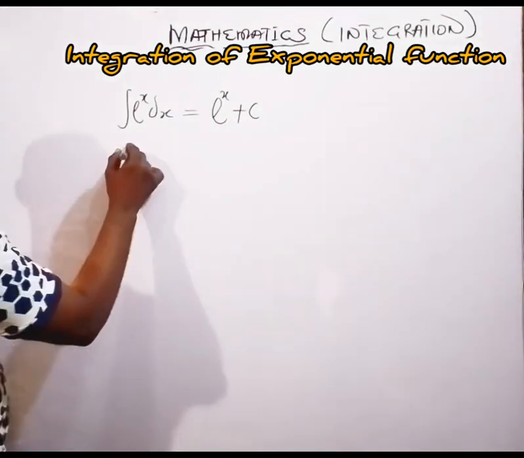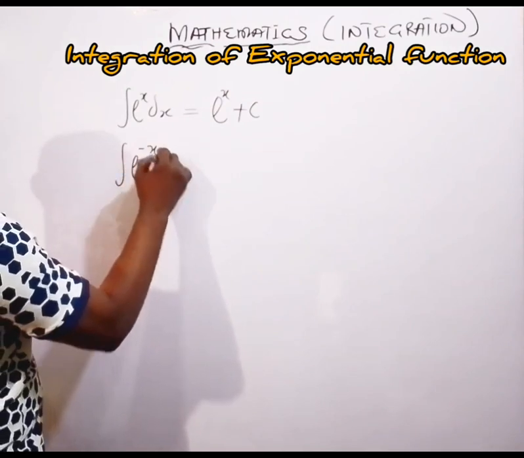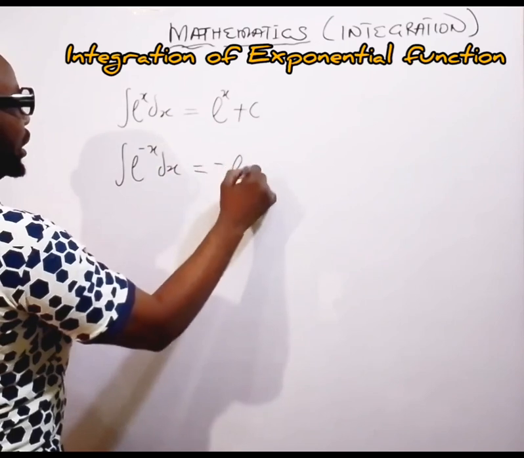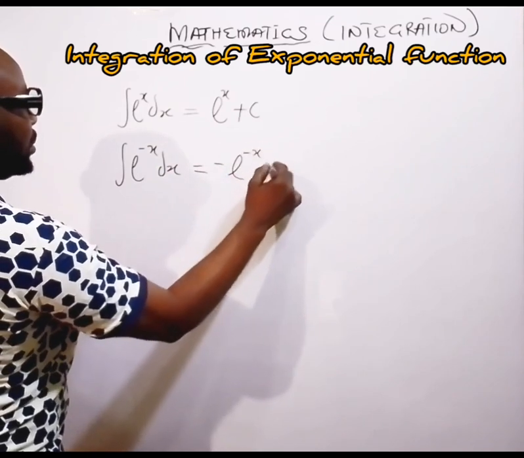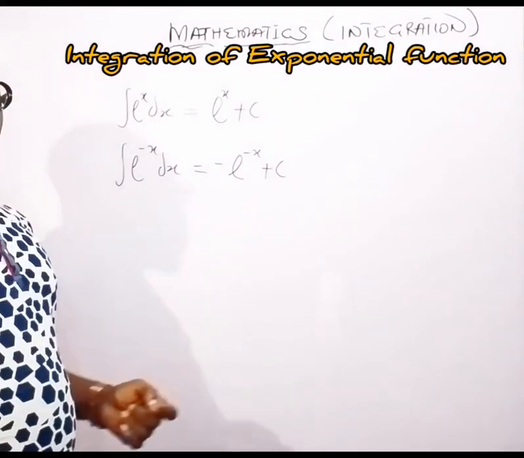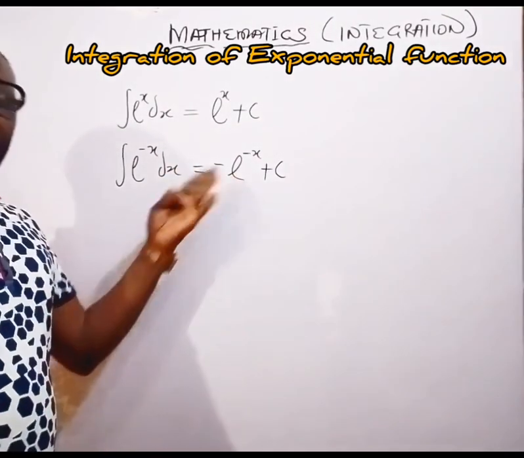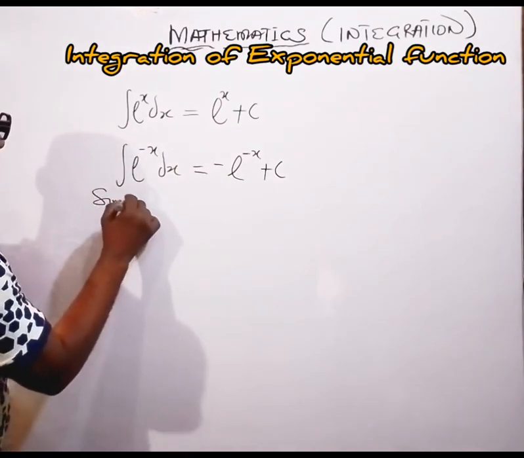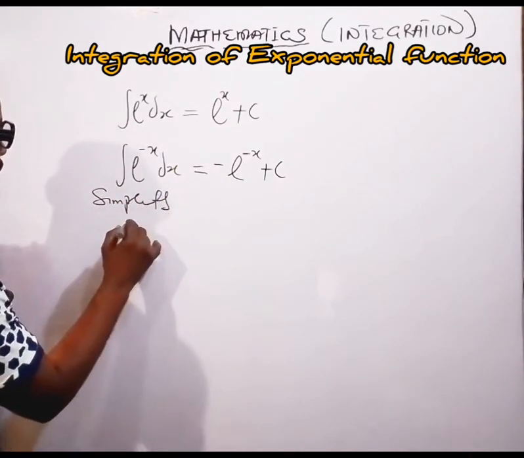If you have exponential minus x dx, this will be equal to minus exponential minus x plus c. That is the way this expression is going to give. How does this one work? Okay, let me simplify this for you.